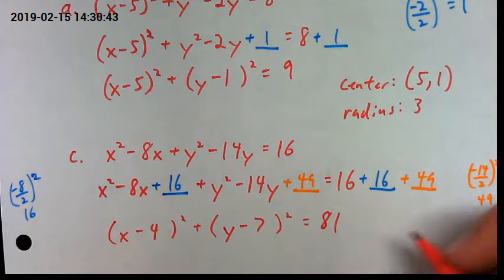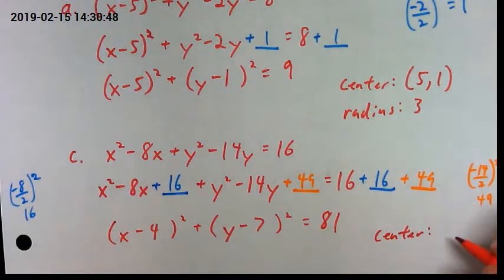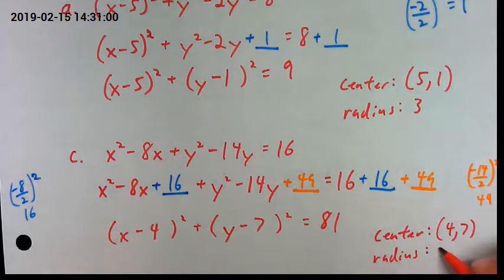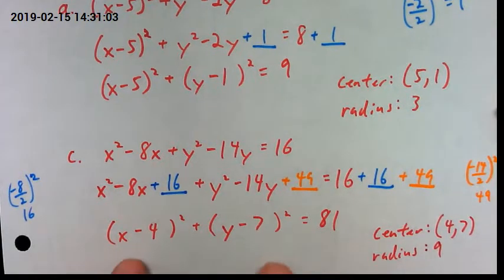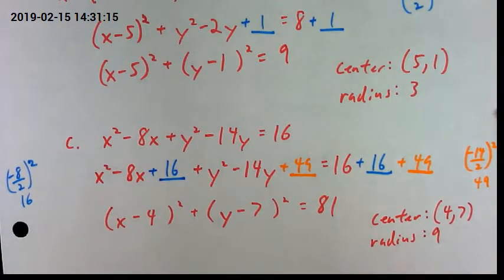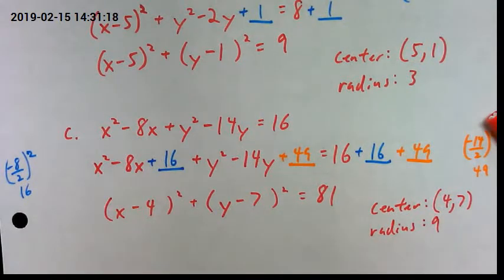81. So now our center is what? 4, 7. And the radius, what's the radius? 9. So again, the way we got the center, we just point out the h and the k values. Again, they always come out as opposites. And then the radius, this is the radius squared, so you have to take the square root of 81 to get 9.